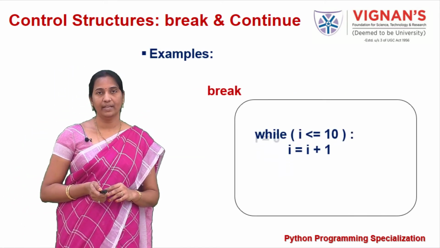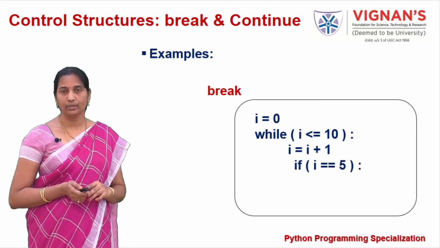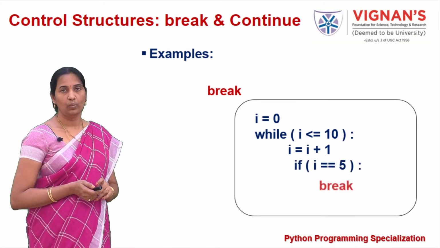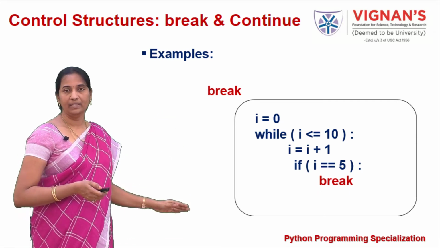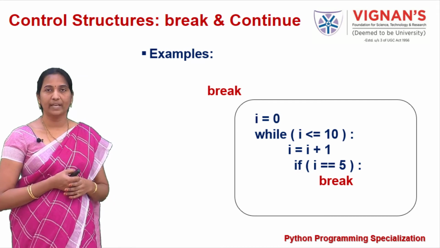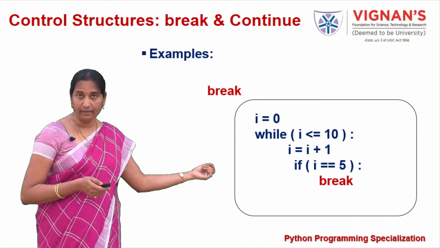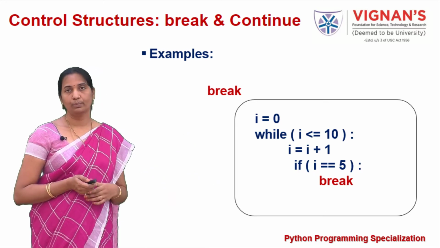Now let's see an example where break and continue can be used. Let's first try to use the break statement with the while loop. Here I am repeating the while loop to display the values from 0 to 10, and whenever the value of i reaches 5, the break statement would be executed.